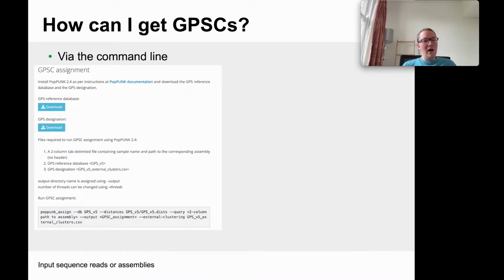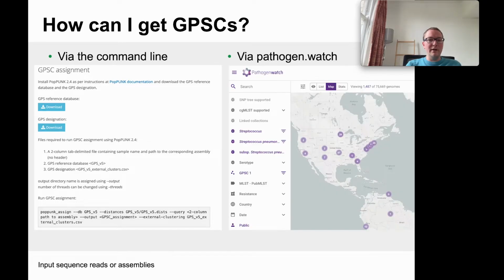So now I've convinced you that they are useful. How do you actually get them? If you want to assign a lot of genomes to GPSCs, use the command line. We've got instructions on the Pneumogen website. Or if you just want to have a look or do it one by one, you can also do it interactively in the browser with Pathogen Watch. It's a little bit hidden, but you can see it's down here. Here I've filtered GPSC1 and I can see information about those.